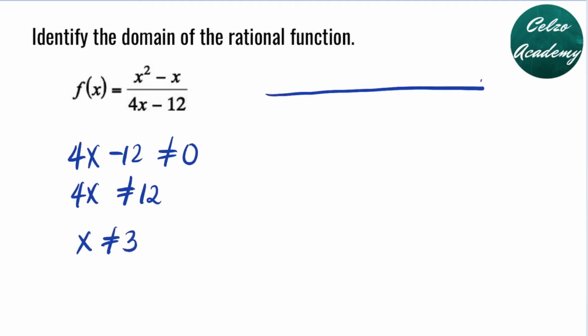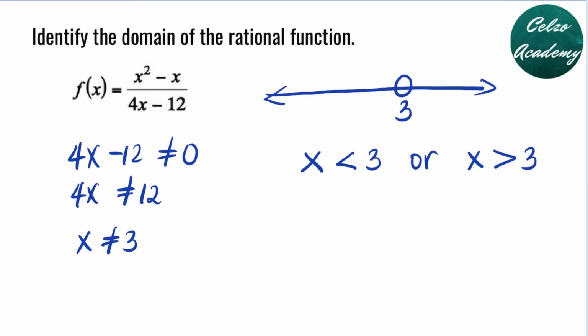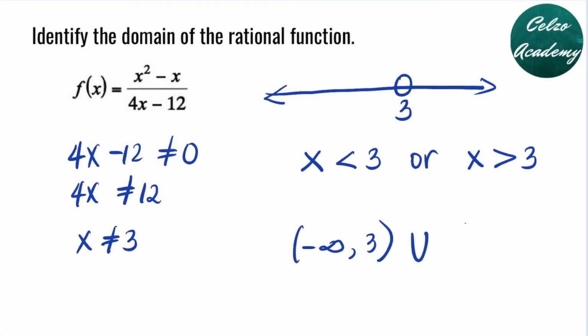This means that on the number line, the only value of x that you can't use is the 3. The left side of 3 can be written down as x is less than 3. Or, the right side of 3 can be written down as x is greater than 3. We can also write this in interval notation. X less than 3 means from the negative infinity to the 3 excluding. Union, x greater than 3 means from 3 excluding to the positive infinity.